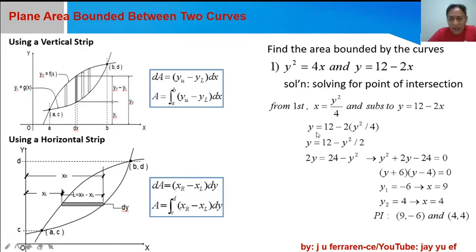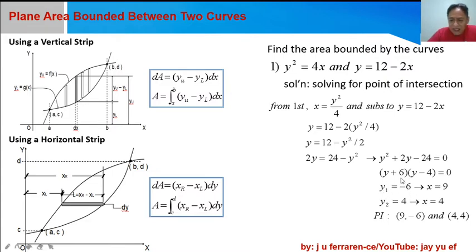Okay, now, y equal to 12 minus 2, this is your x. Okay, so simplifying, 2 is reduced, or 2 is removed, and this is reduced. So that's y squared over 2, multiplying with 2 to remove this denominator, so you have 2y equal to 24 minus y squared. Rearranging the terms, y squared plus 2y minus 24 equal to 0. I applied factoring, and its factor is equated to 0.